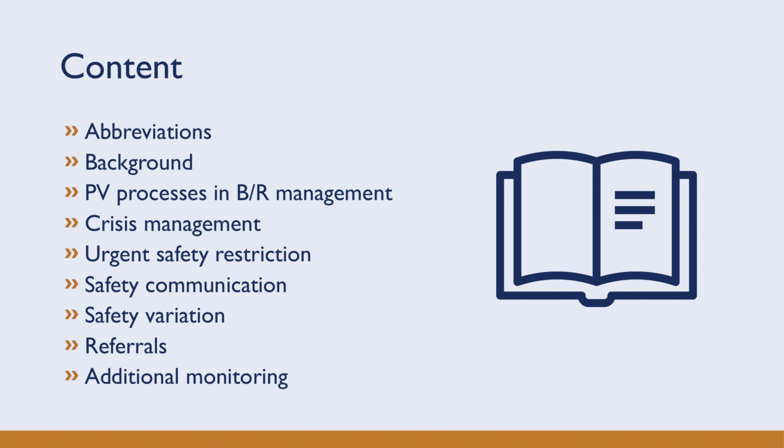Content. This slide outlines the structure of our discussion. We'll begin with abbreviations commonly used in pharmacovigilance and benefit risk management, followed by background information on benefit risk assessment. We'll then delve into specific PV processes involved in benefit risk management, including crisis management, urgent safety restrictions, safety communication, and safety variations. We'll also discuss referrals and additional monitoring processes to give you a full picture of how these mechanisms work together to maintain the safety and efficacy of medicinal products.